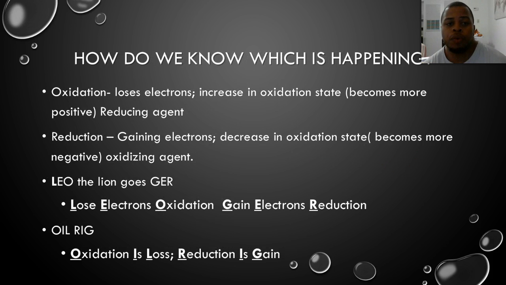Now, how do we know which is happening? How do I know if it's oxidation or reduction? Well, we have a couple of things that are going on. Oxidation loses electrons, so we're going to see an increase in oxidation state, or it's going to become more positive.